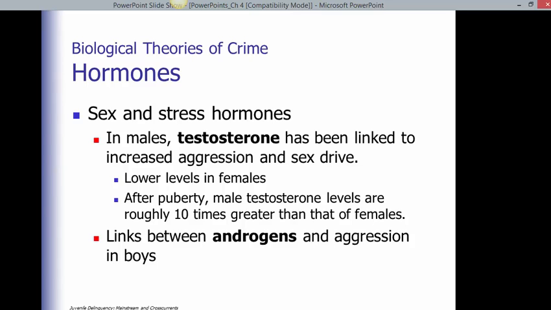Hormones. Sex and stress hormones. In males, testosterone has been linked to increased aggression and sex drive. Levels are lower in females. After puberty, male testosterone levels are roughly 10 times greater than those of females. Links between androgens and aggression in boys.